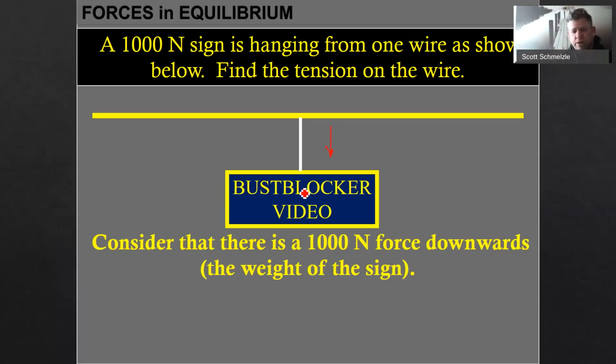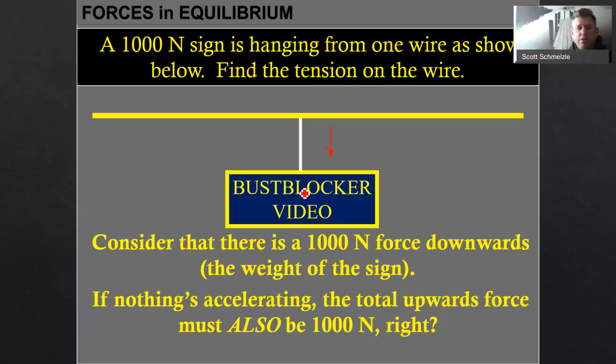There's an easier way. If we know the weight of it going downwards, then we also know the normal force pulling back up on it. That normal force is just going to be the tension of the wire for us. Because it's not accelerating, the total upwards force must also be 1,000 newtons, because all of that force is just on that one wire. That's where all that force is going to be for us.